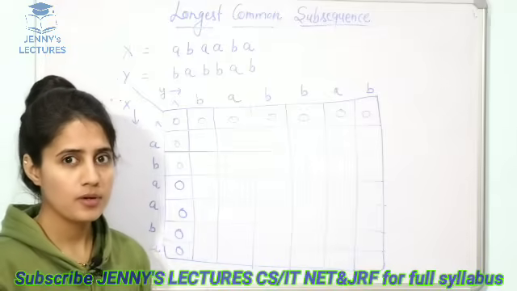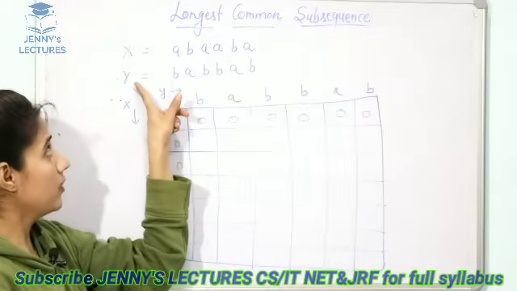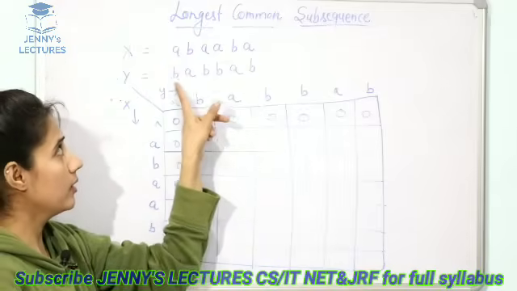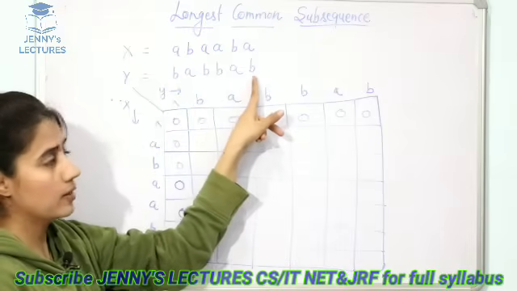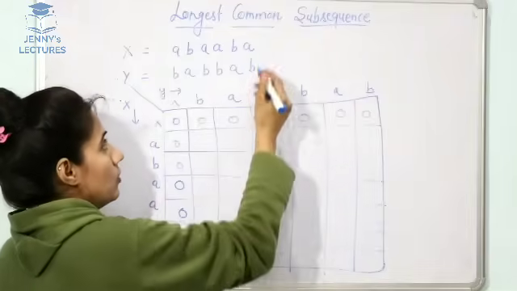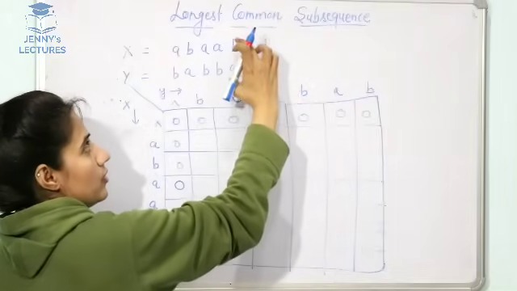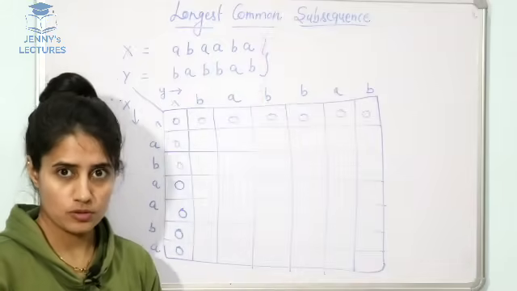Let us take this example. You are given two strings X and Y. X is A, B, A, B, A and Y is B, A, B, B, A, A. And you are supposed to find out the longest common subsequence from these two strings.